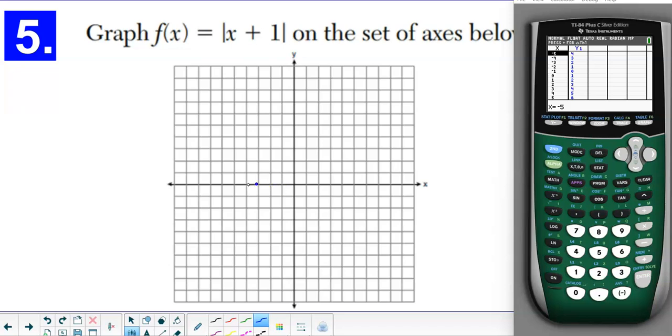1, 2, 3, 4, 5, 1, 2, 3, 4, and then -4, 3, -3, 2, -2, 1, -1, 0, 0, 1, 1, 2, 2, 3, 4. I'm going to keep going till I get all the way to the edge, and I can even arrow up and take a look at these other points, which I'm going to graph as well, until I get that perfect V shape.